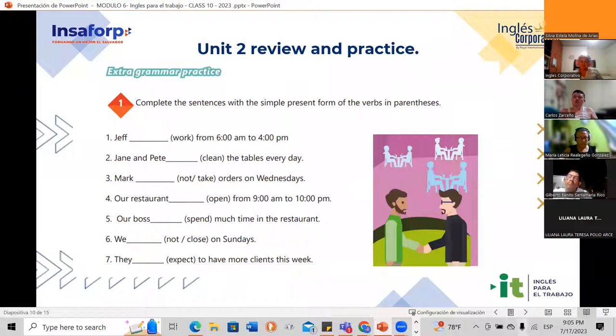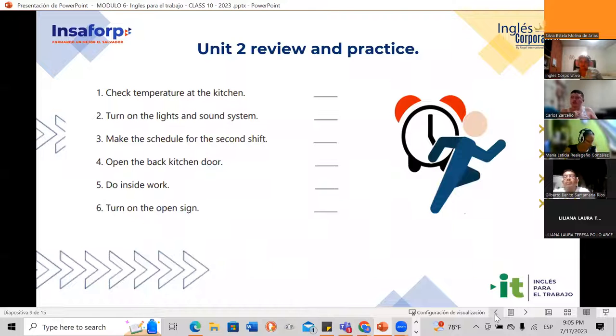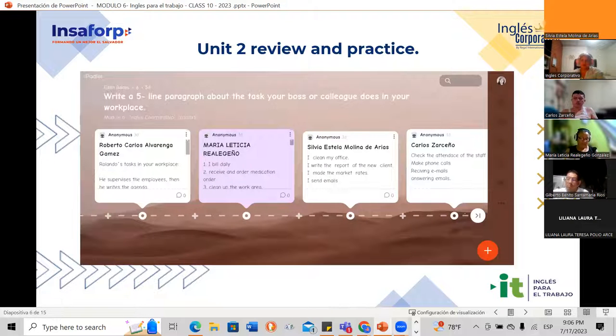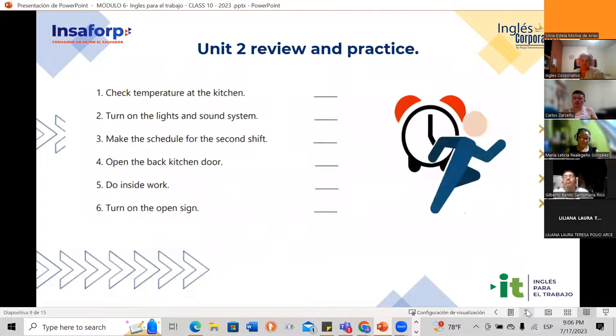Teacher, what does open sign mean? Open sign. Es como un cartel o con luces o algo así. Yeah. Open sign is like a symbol. Como un letrero. Yes, it means that when it's on, it's open, right? When it's off, it means that they are already closed in the restaurant. Okay, good.